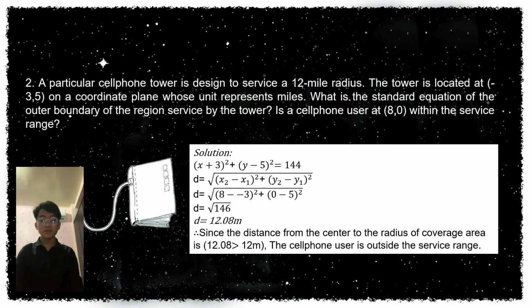So all we're going to do is substitute the h, k and x, y. Therefore, after we substitute, d equals the square root of (8 minus negative 3) squared plus (0 minus 5) squared, and then the answer is the square root of 146, and the square root of 146 is d equals 12.8 miles. Therefore, the cell phone user is outside the service range of the cell phone tower.